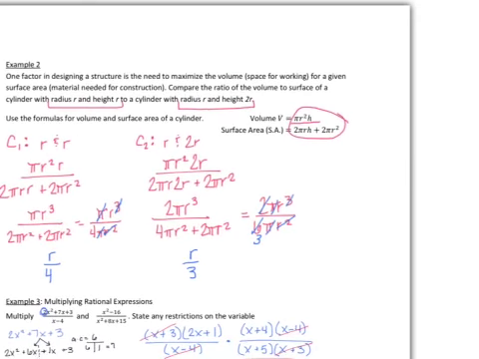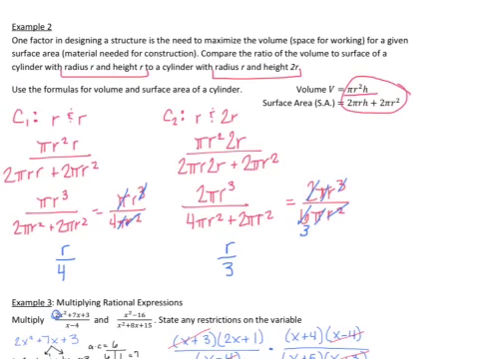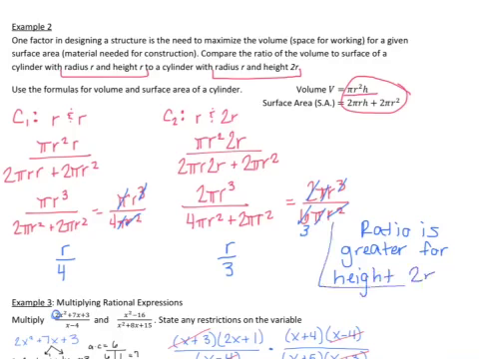So which has the best ratio, the biggest ratio? The one with the 3, the third. So the ratio is greater for height 2r. So that's the one we want to use. There we go.